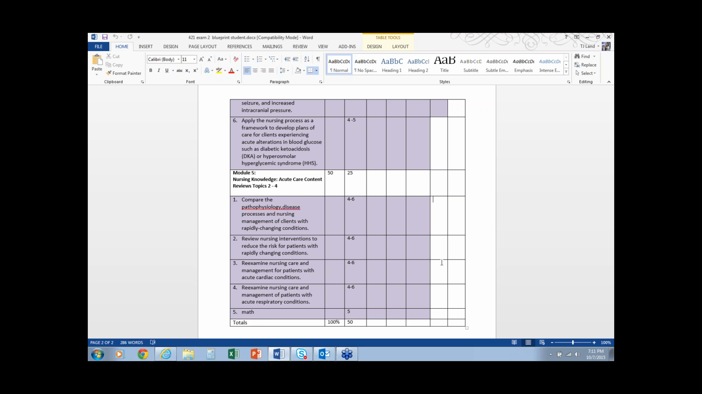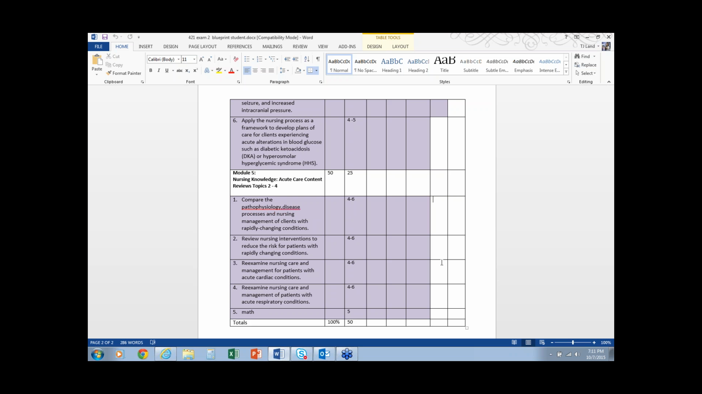Number 2, you need to be able to discuss the interventions that can be done to reduce the risk for patients with this rapidly changing condition. So one of those would be like the insulin. You're going to slowly correct that hyperglycemia. You do not want to do it too quickly because you can throw the body into shock. You can actually overcorrect and then they can die. So we need to make sure that we understand what we're going to do to reduce furthering any risk that the patient may have.